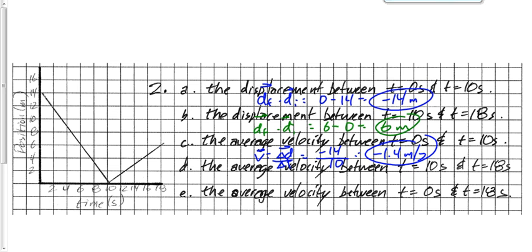The average velocity between 10 and 18. Once again, I can say slope, or I can say displacement over time. Both work.